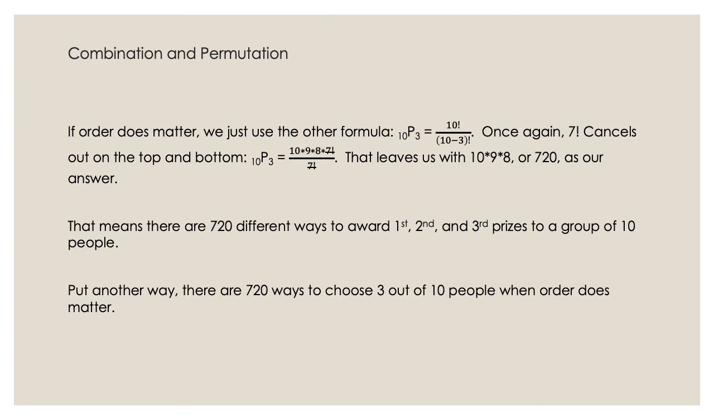Put another way, there are 720 ways to choose 3 out of 10 people when order does matter.